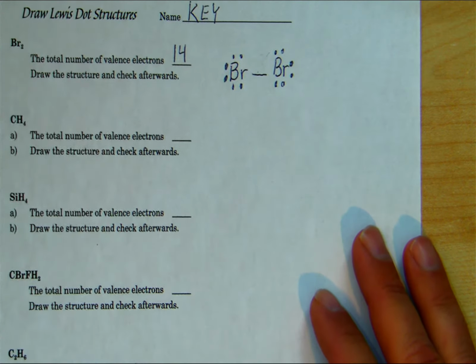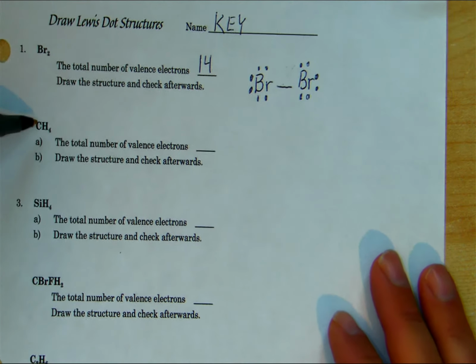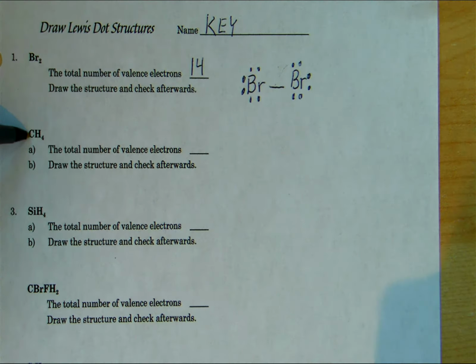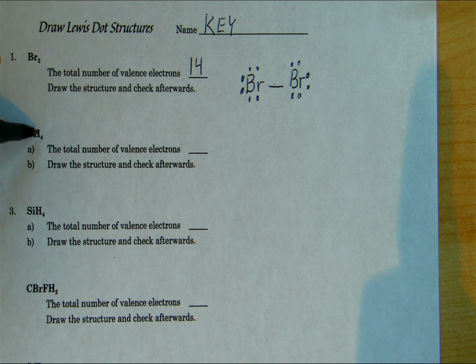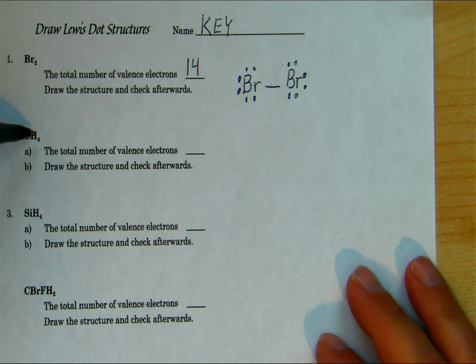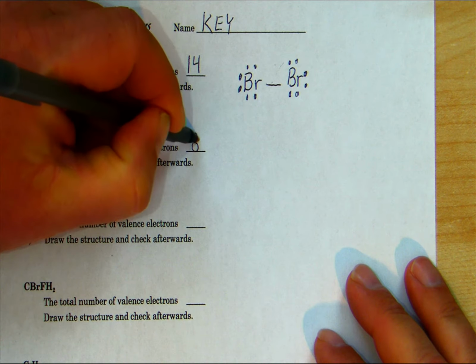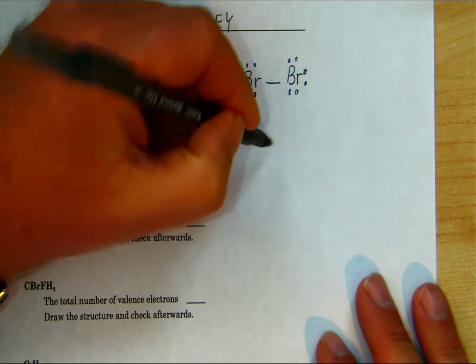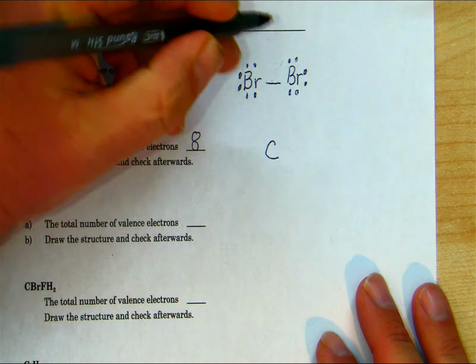Next, methane is the common name for CH4. Carbon has 4 valence electrons and there is just 1 carbon. The hydrogen has 1 valence electron and there are 4 hydrogens. So 4 plus 4 is equal to 8. Following the rules, we should put the carbon in the center of our structure.